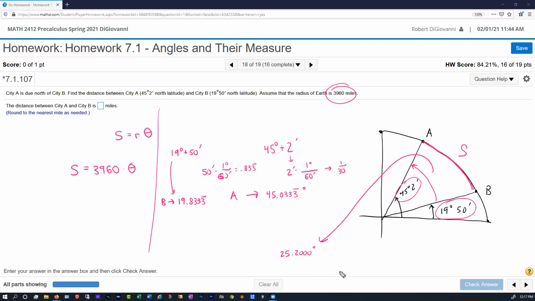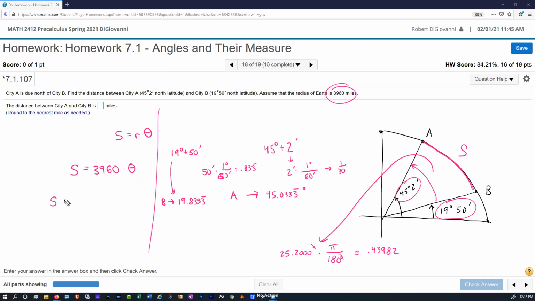Now, we're almost there, but we need to convert to radians because remember, if we're going to use this formula, this has to be radians. So I'm going to take that answer, which is in degrees, divide it by 180, multiply it by pi, and the degrees will cancel. So I'm going to take that answer, 25.2, multiply that times pi, and then divide by 180. And so I get approximately in radians that this measurement is 0.43982. Let's just go with that.